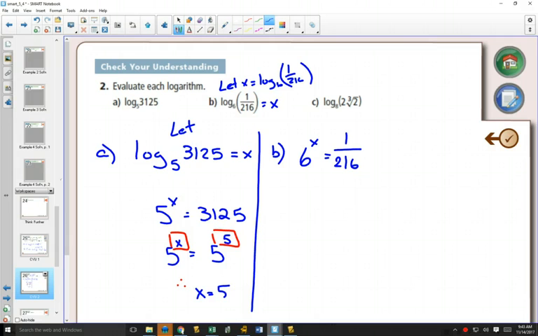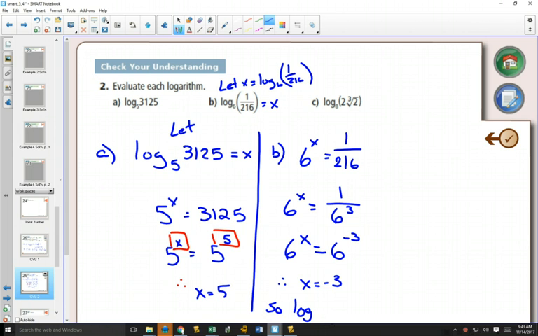Okay? So here, 216 is on our powers chart for 6. It's 6 to the power 3. Using your exponent laws, 6 to the 3 in your denominator is the same as 6 to the negative 3. Therefore, x equals negative 3. So log 6 of 1 over 216 is equal to negative 3.